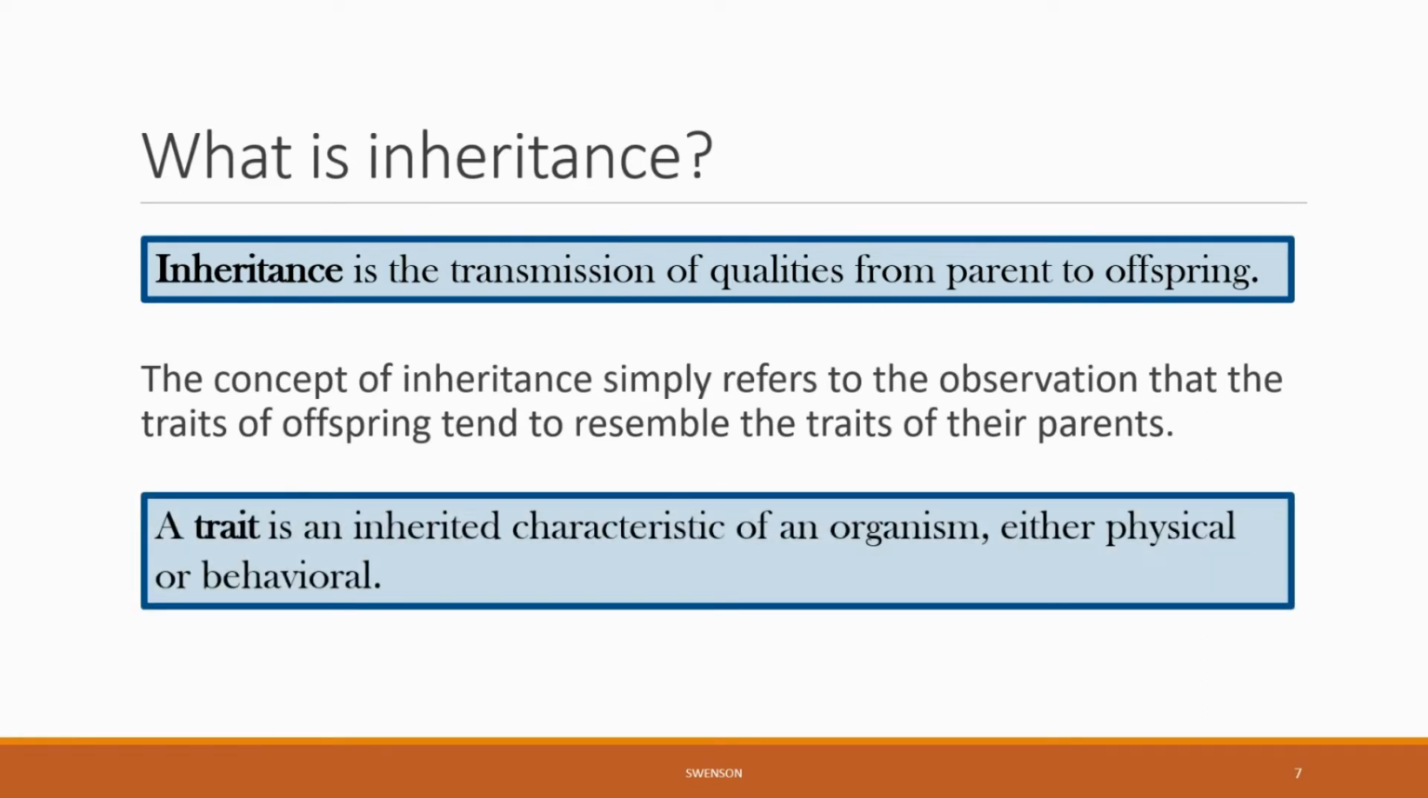A trait is an inherited characteristic of an organism, either physical or behavioral. The key being an inherited trait is that it's inherited. If it isn't inherited, like hair color, then it isn't a trait. For example, an injury or memory would not be examples of traits. Take a moment, think of some of your own human traits.